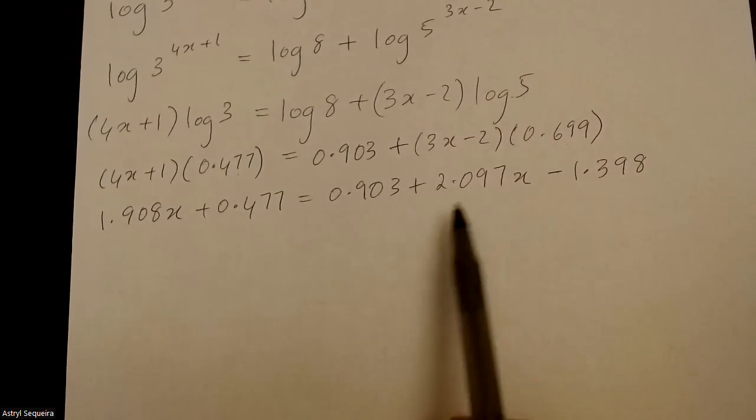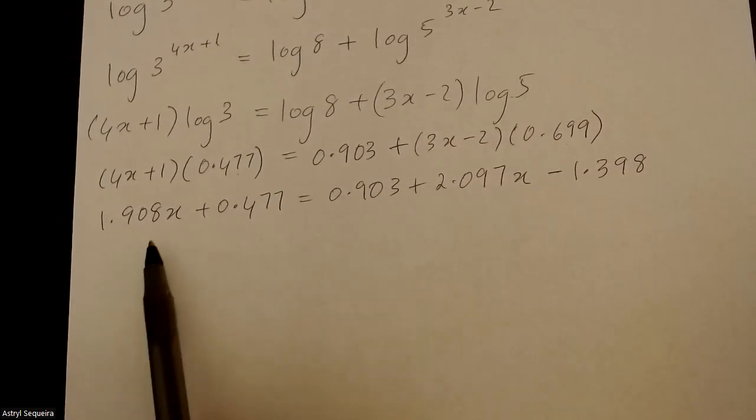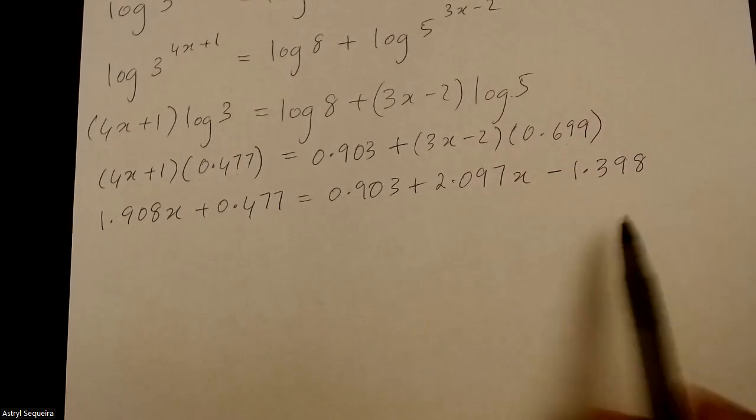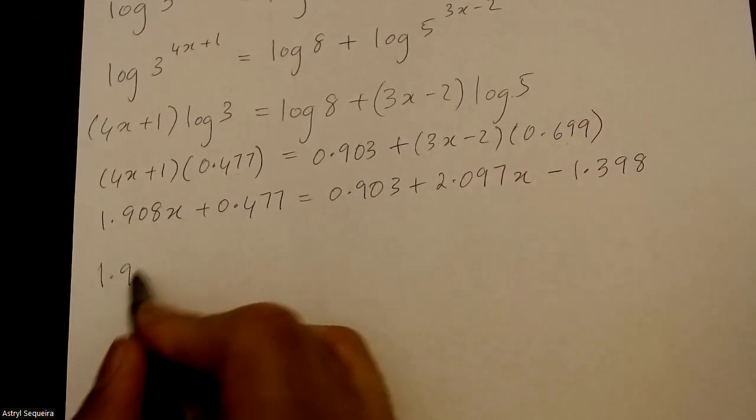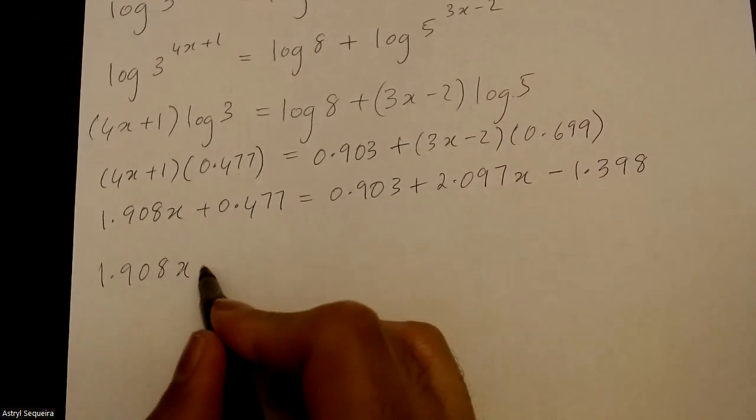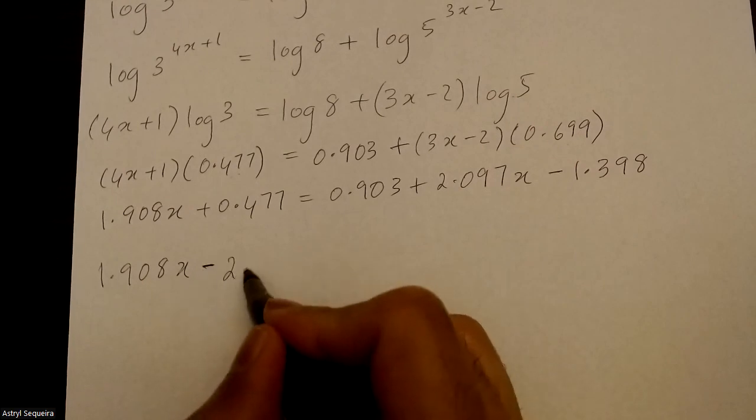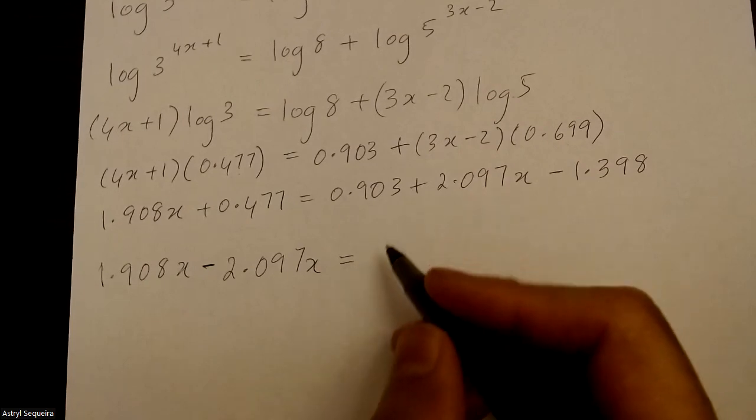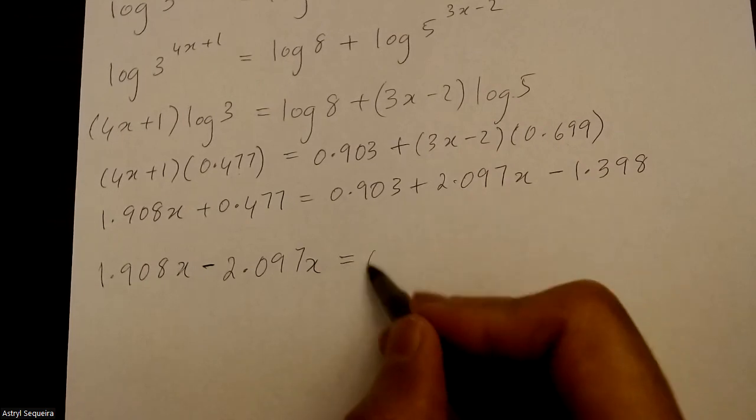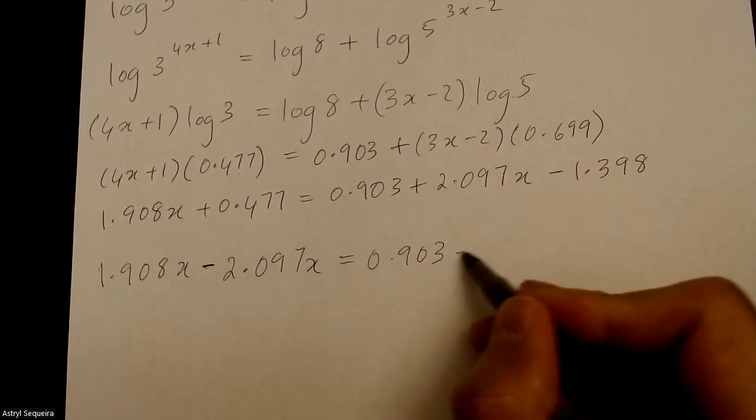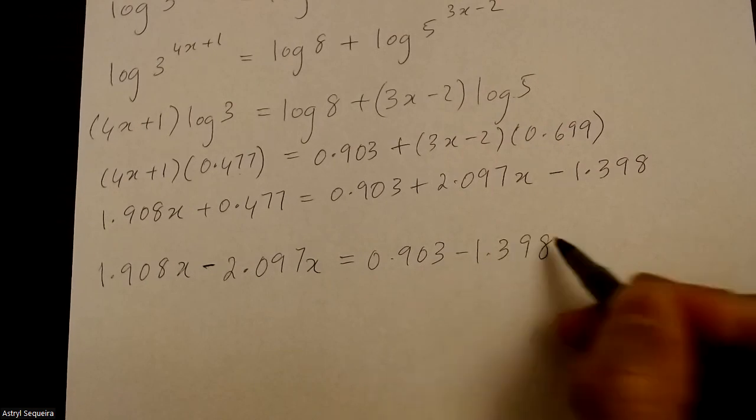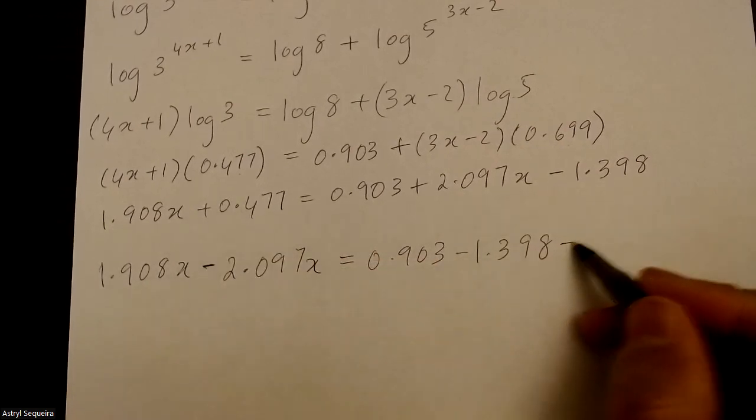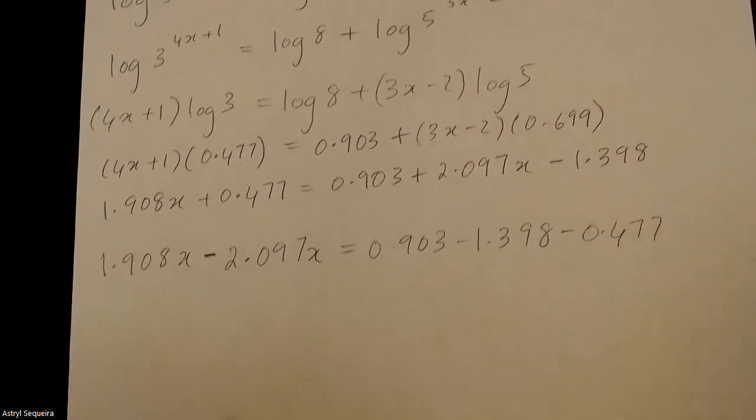Then I'll move like terms to the same side. So I'm going to move this one to this side and this one to this side. So I have 1.908x minus 2.097x equals 0.903 minus 1.398 minus 0.477.